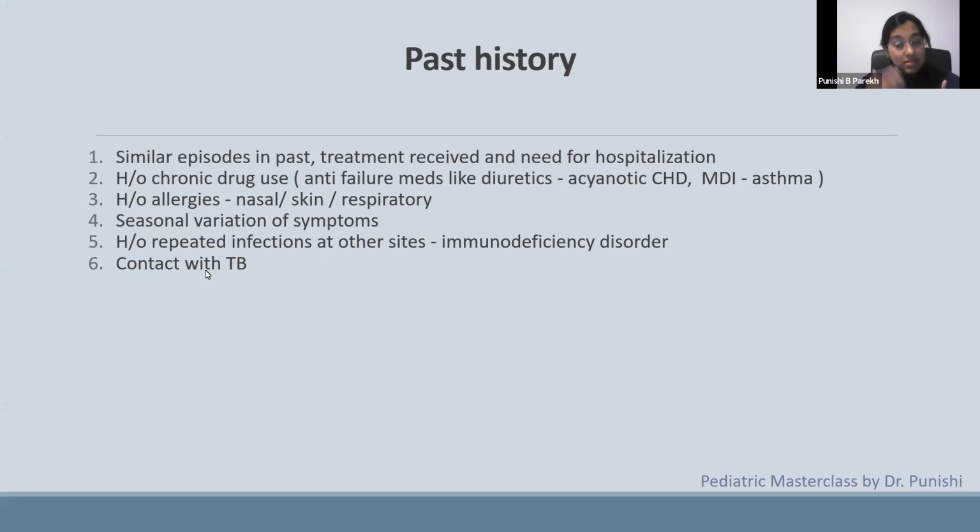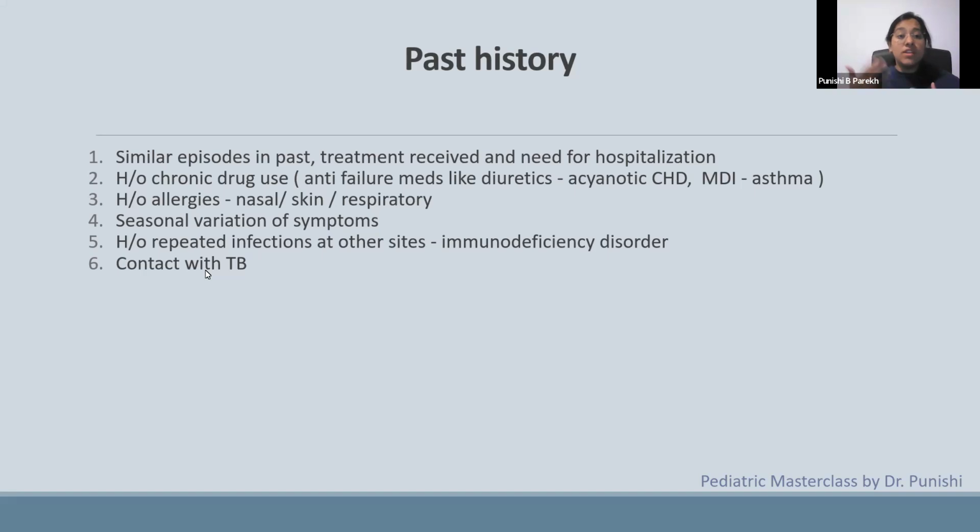Now, past history. So whether this is the first episode or the child has had similar episodes in the past, if yes, then what kind of treatment has the child received? Whether there has been a need for hospitalization, because that will tell you how severe the previous episodes have been. Like, for example, somebody who has asthma or has recurrent wheezing, they might have repeated hospital admissions for nebulization or receiving oxygen therapy, etc. So that will give you an idea as to whether you're dealing with a chronic condition or this is more of an acute illness.